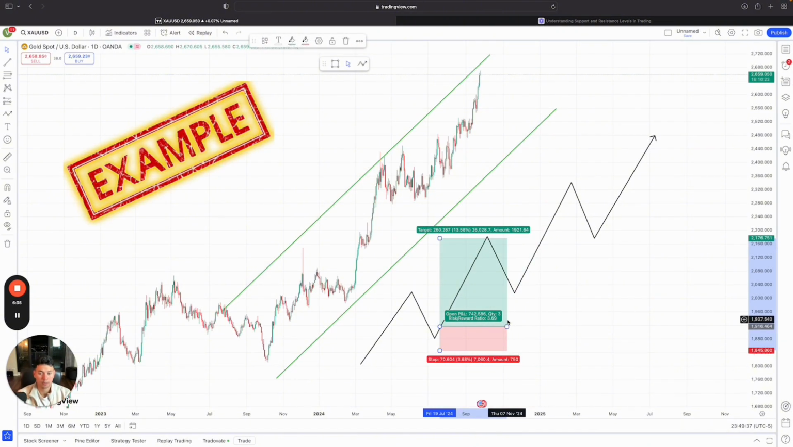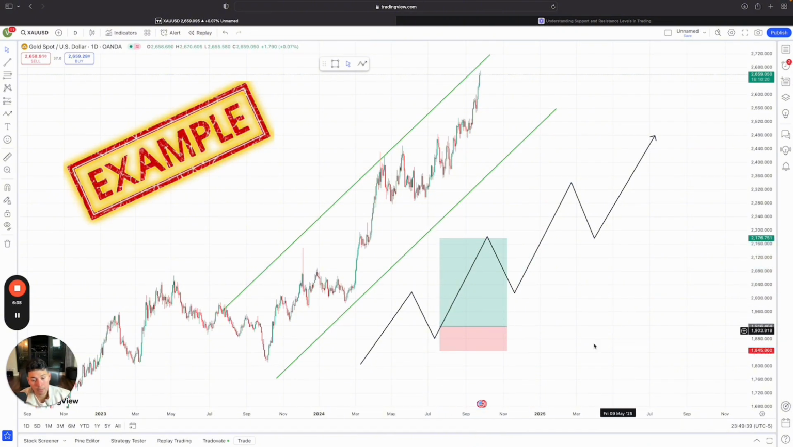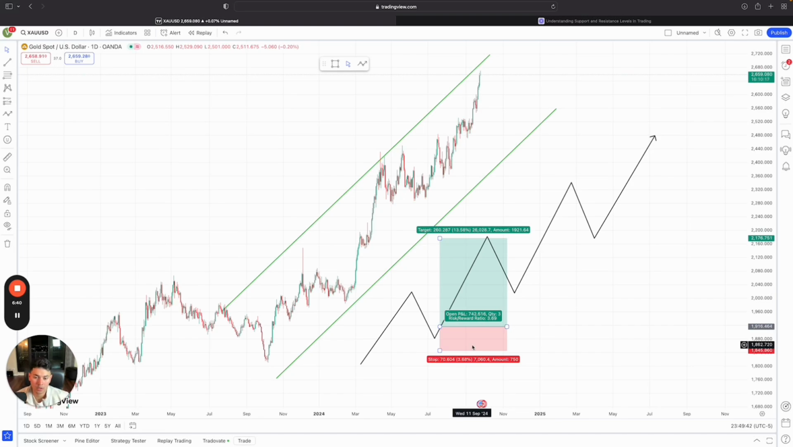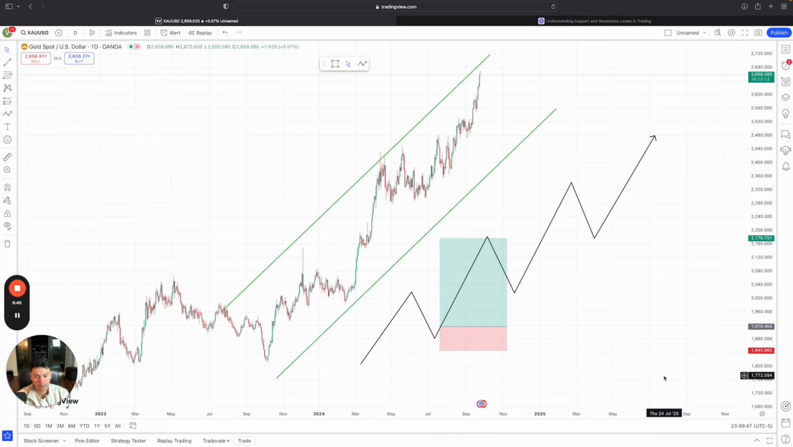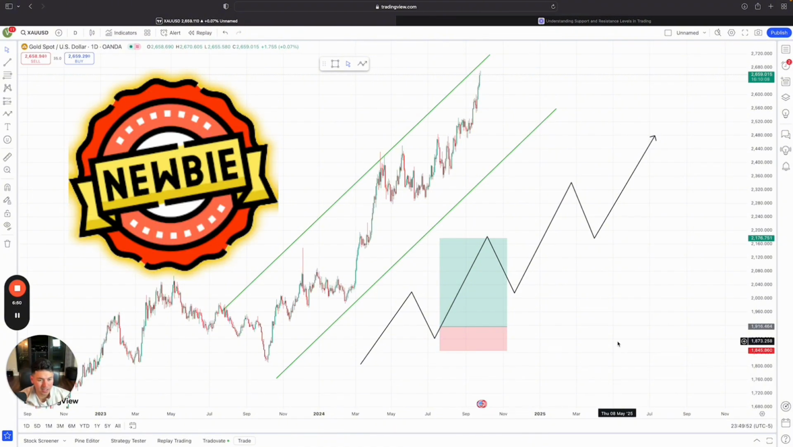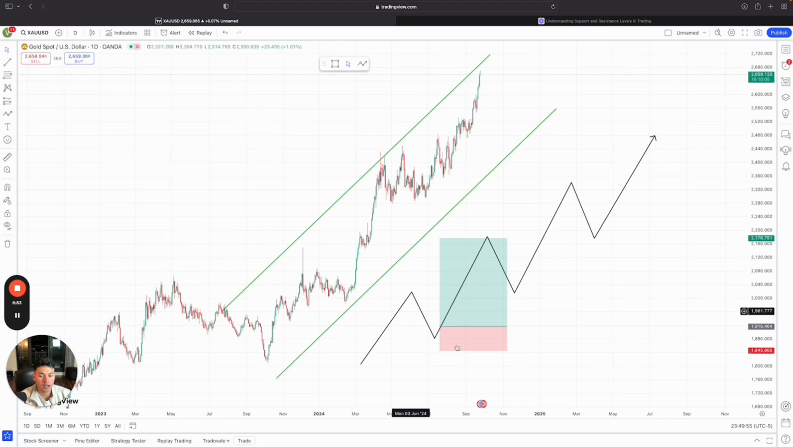This is just an example, I just created this diagram, but I just want to let you guys know how easy this is once you master it. Okay, trend is very easy. It's not complicated at all, but this is just for the newbies that don't really know how to identify these higher highs, higher lows.